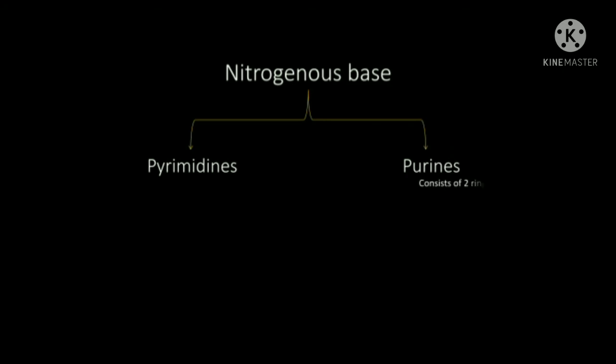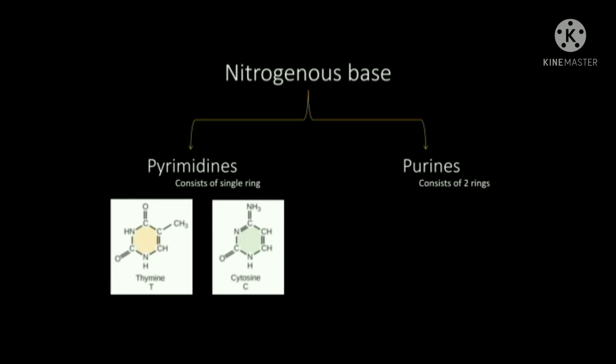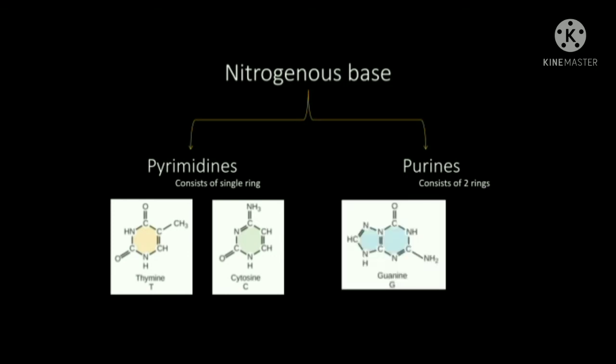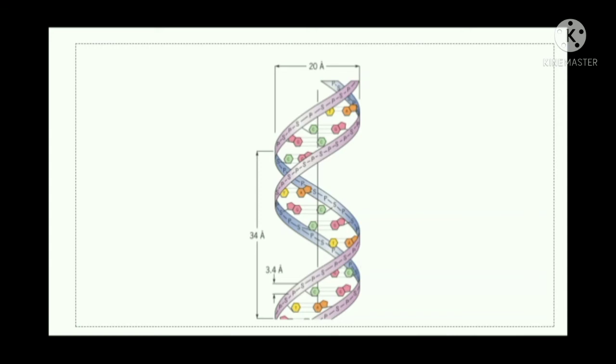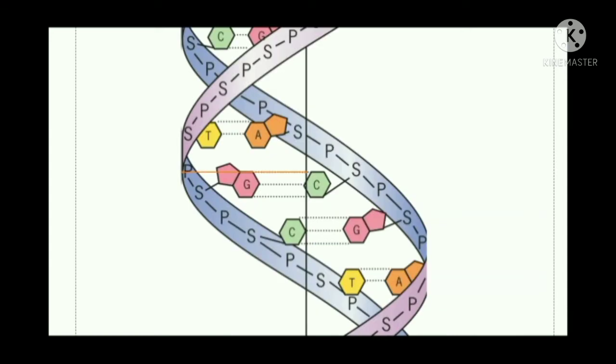There are two types of nitrogenous bases present in nucleic acid. They are pyrimidines and purines. A purine consists of two rings, whereas a pyrimidine has a single ring. In DNA, there are two types of pyrimidine. They are thymine and cytosine. Uracil is seen instead of thymine in RNA. The two different purines are guanine and adenine. In DNA, the distance from a phosphorus atom of the backbone to its central axis is 1 nanometer. So, the width of the double helix is 2 nanometers.